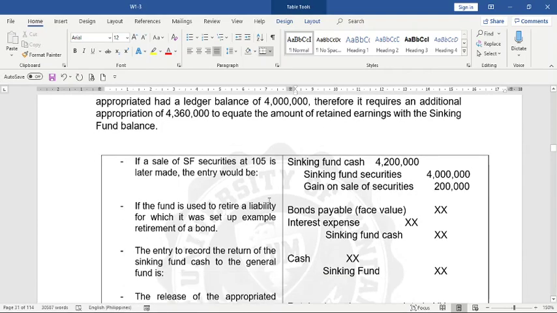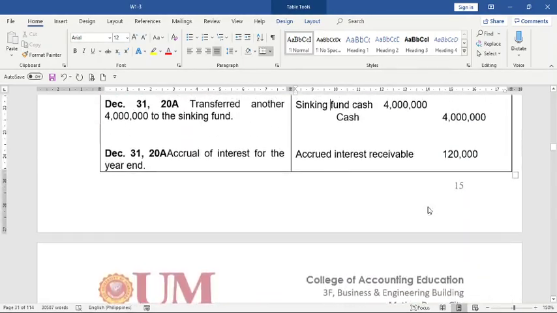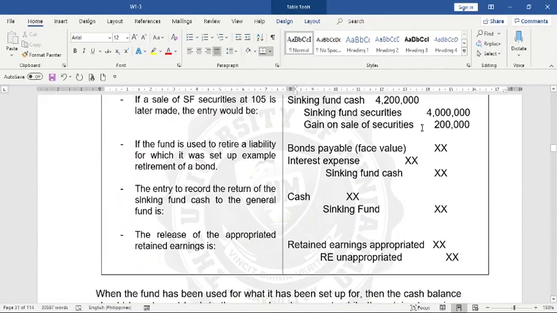Okay? If the fund is used to retire a liability, wala man tayong bonds payable dito. Wala, kaya wala mga amount. So if there is retirement of, kung may utang, liability, and then binayaran mo yun, kasi yung purpose mo ng sinking fund is for the payment of your bonds. Of course, you debit bonds payable at face value, so take note para ma-close yung bonds payable mo on your ledger. And then, if there is interest expense on that particular date, ilagay mo yan. And then, of course, credit your sinking fund cash. And then, kung may sobra, ibalik sa general cash, then sinking fund.